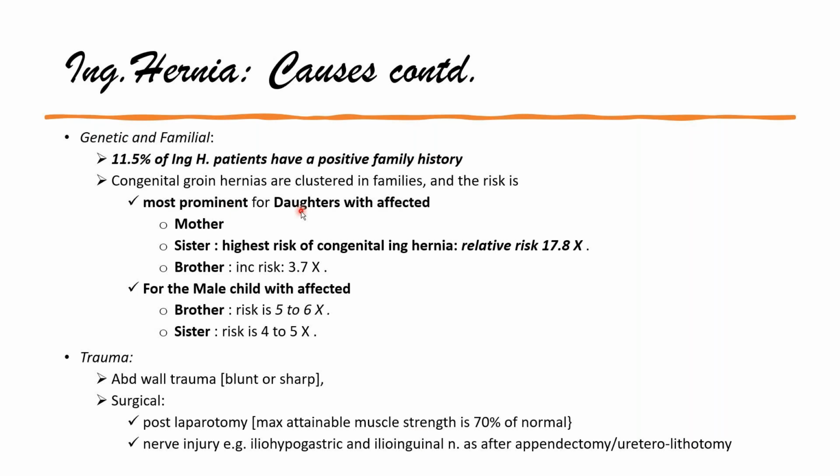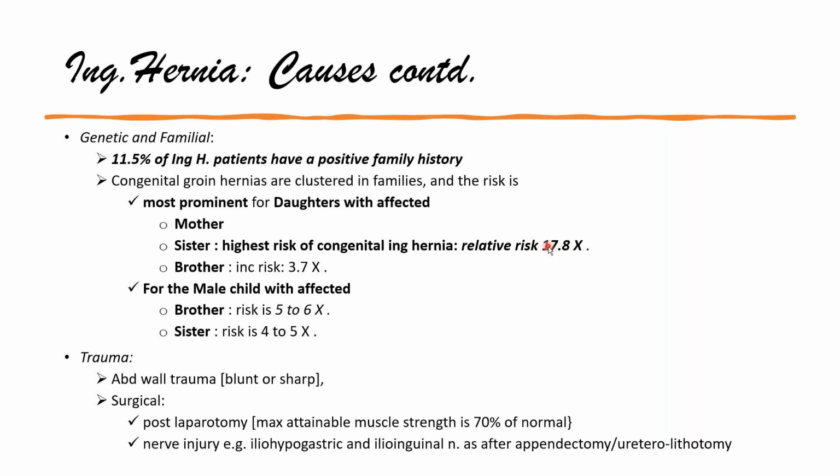So if you look at the hereditary pattern of hernia, it is more common in the daughters, or the females. And which females are affected more? Where the mother has inguinal hernia or her sister already has inguinal hernia, which shows the highest inguinal hernia formation, to the tune of a relative risk of almost 18 times. Or if the brother is affected with inguinal hernia, there the risk is almost 3 to 4 times.